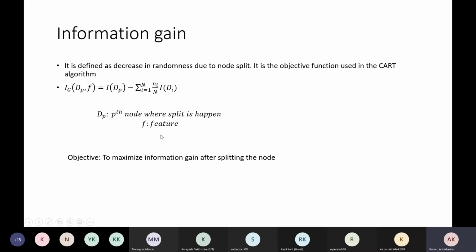Understood or not? Is it complicated? Any example on this? I understood, but how can it be derived, if it's possible? Okay, so you have understood this? We are going to see an example actually, and what the meaning of all this is. And the objective is to maximize information gain after splitting the node.